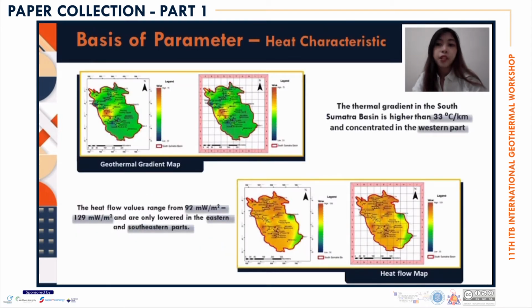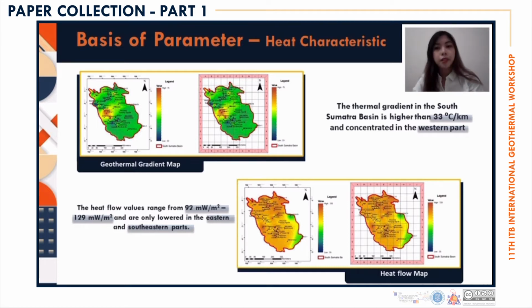The geothermal gradient in the South Sumatra Basin is also higher than the average values of geothermal gradient in other basins in Indonesia, which is more than 33 degrees Celsius per kilometer. And from the figure on the left, it is seen that the higher geothermal gradient value is concentrated in the landward or western part of the South Sumatra Basin. Meanwhile, heat flow value in this basin is spread evenly and also lower in the eastern part and the southeastern part of the basin.